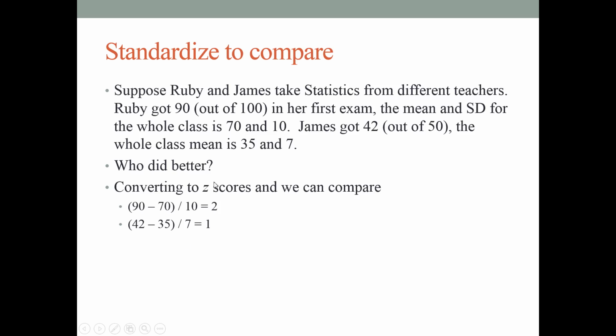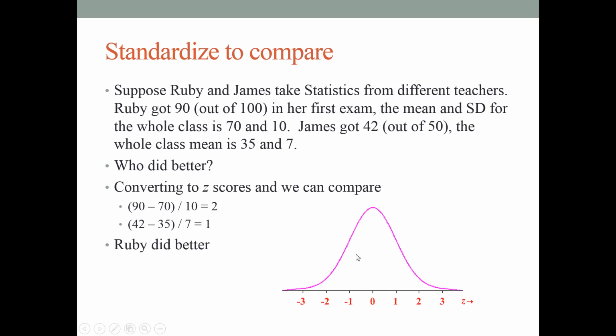All right. Now it's clear who did better. Actually, it's Ruby. Look at this distribution, okay? When we convert all the raw scores into z-scores, then the z-scores are distributed like this, with smaller values on the left and bigger values on the right. Now, in this case, a bigger value implies a higher score. So z-score 2 right here is bigger than z-score 1 right here. That's why Ruby did better, right?